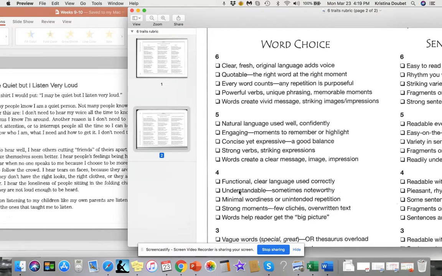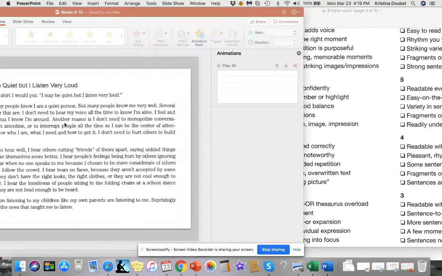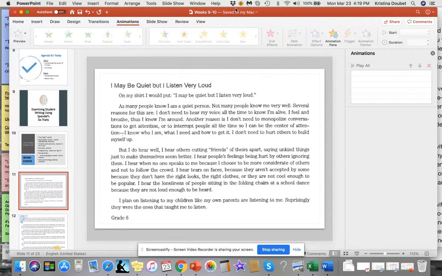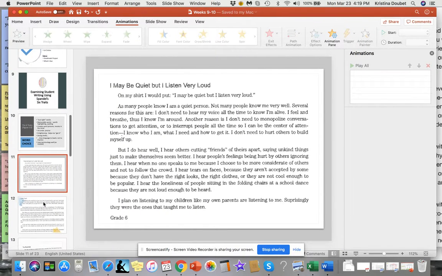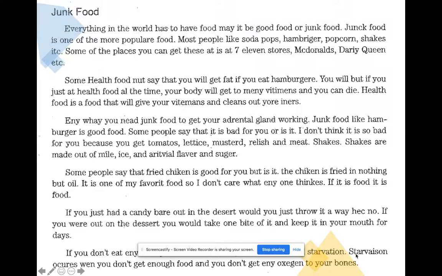Okay. So, anyway, I think it's not every word counts and not everything is powerful. So I would give it a 5. I'm interested to hear how that compares with yours. Hopefully we were within one number of each other. If we look at junk food really quickly, you can pause it and read it and see what you would give it.